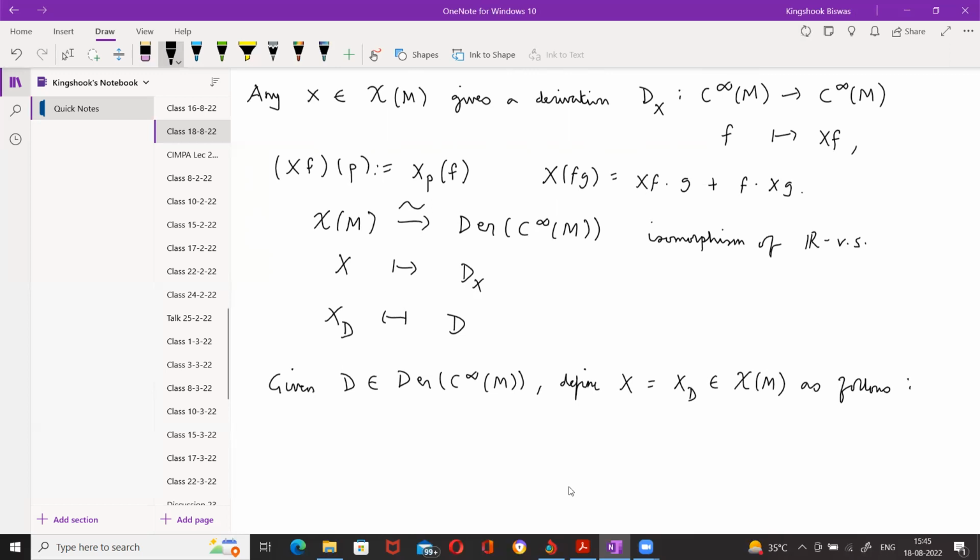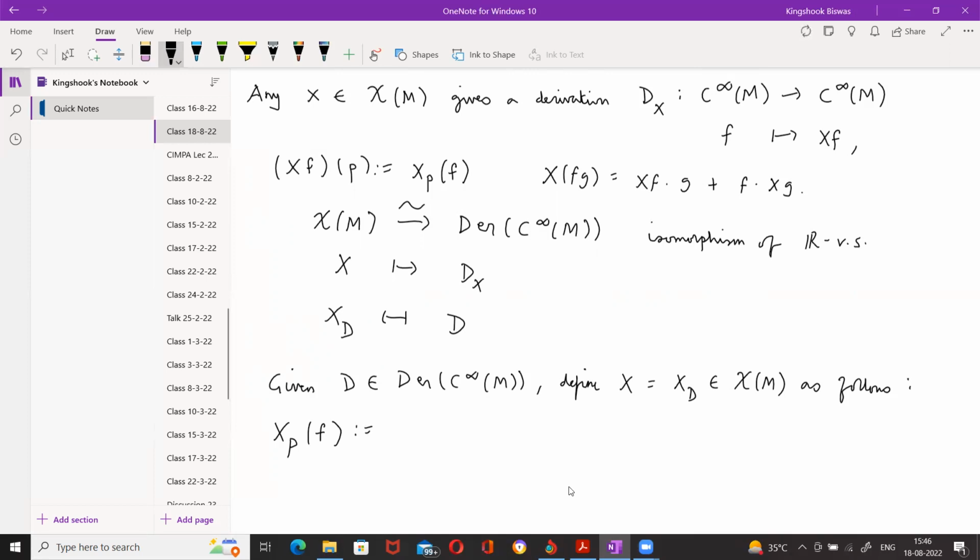So we have to define at each point P what is X_P. X_P is supposed to be an element of the tangent space, so this acts on smooth functions near P. So I have to say what is X_P of a germ F. Well, I define this to be the following.